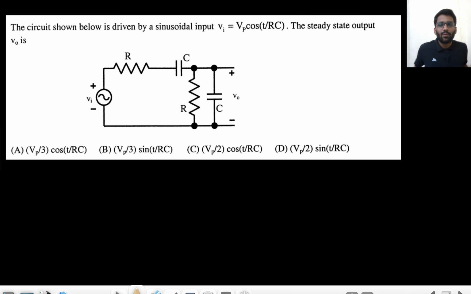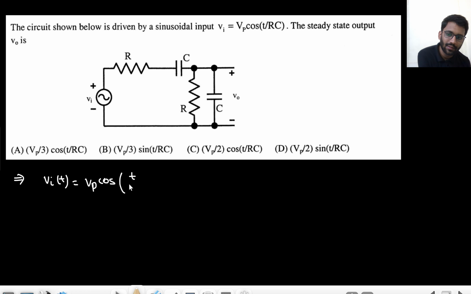The circuit is shown. You have to tell the steady state V naught value. Again, the same kind of circuit is there. Okay. What is the given omega naught here? V in T is Vp cos T by RC. So what is omega naught? Omega naught is 1 by RC. I just need to find V naught S by V in S.